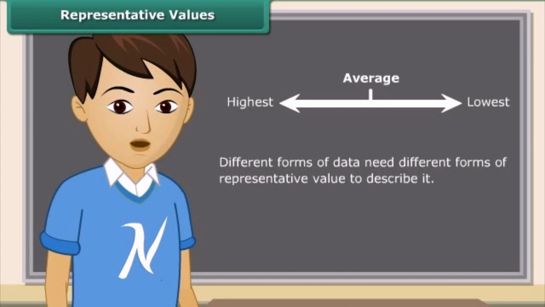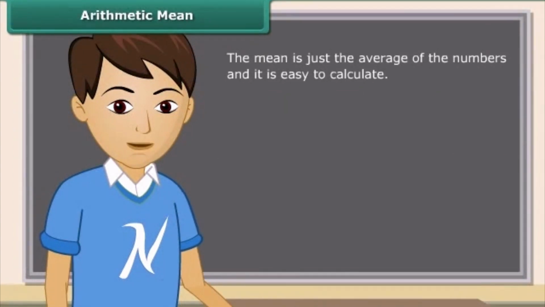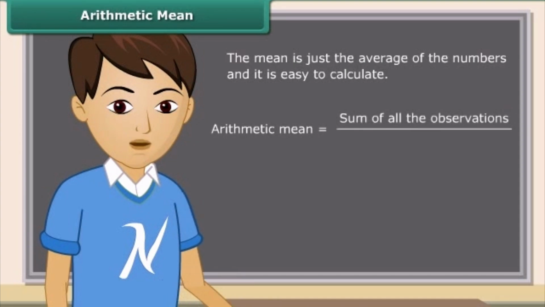Different forms of data need different forms of representative value to describe it. One of these representative values is the arithmetic mean. Come along to learn about it. The mean is just the average of the numbers and it's easy to calculate. Basically, mean is equal to the sum of all the observations divided by the number of observations.